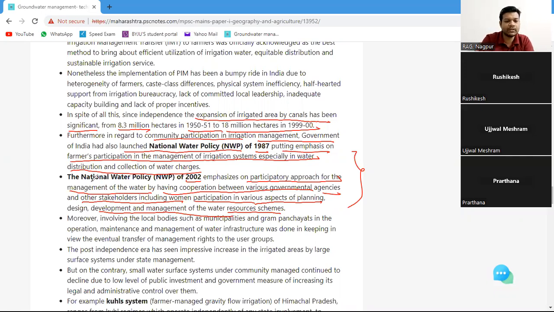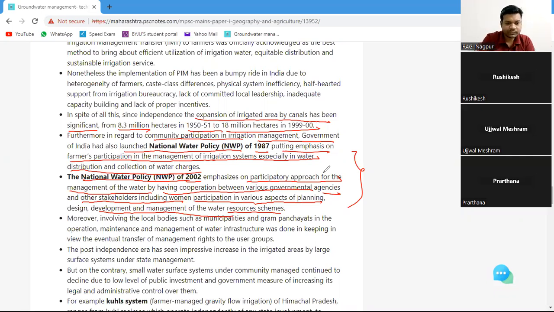So this National Water Policy says there should be a participatory approach. The farmers and the women should participate along with government agencies like CGWB and GSDA. These government agencies should work together with the farmers and the women to make these kinds of policies and practices successful.